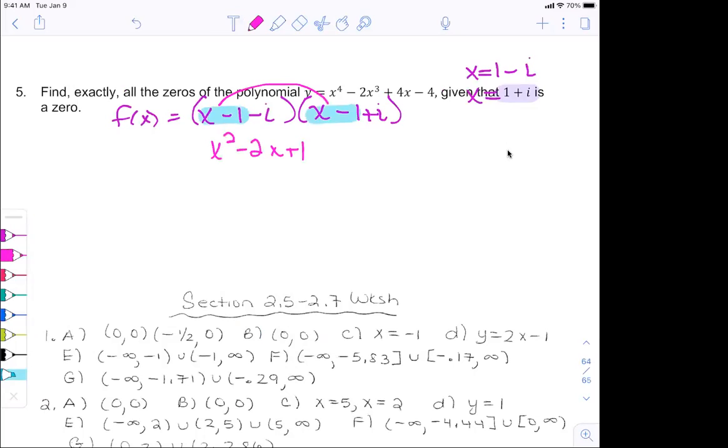My outer term and my inner term cancel. That is a property of conjugates. Every time you multiply by conjugates, the outer and inner terms cancel. And then my last term would be a negative i and a positive i, which is a negative i squared.